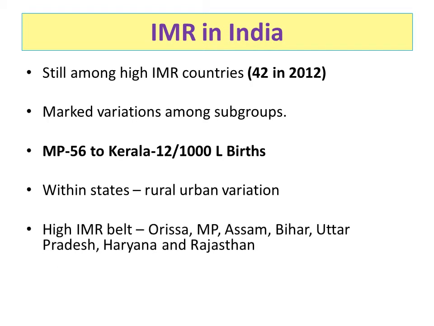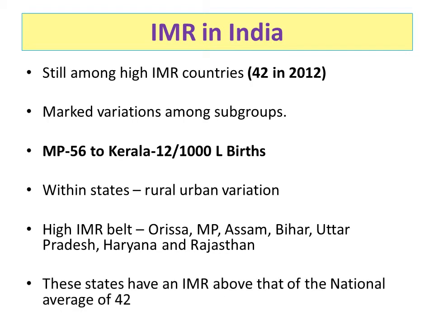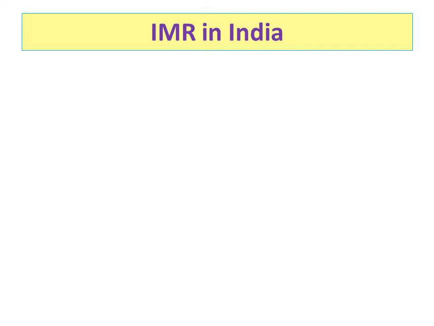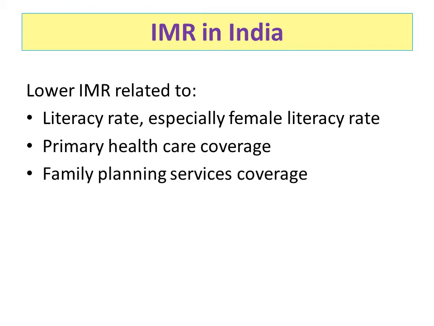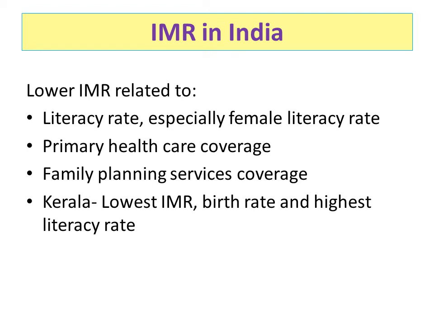A high IMR belt includes Orissa, Madhya Pradesh, Assam, Bihar, Uttar Pradesh, Haryana and Rajasthan. These states have an infant mortality rate which is above the national average. In India, infant mortality rate has been seen to be associated with literacy rate, especially female literacy rate. High literacy rate is associated with lower infant mortality. Primary health coverage, family planning services coverage. Kerala has the lowest infant mortality, lowest birth rate, and the highest literacy rate.